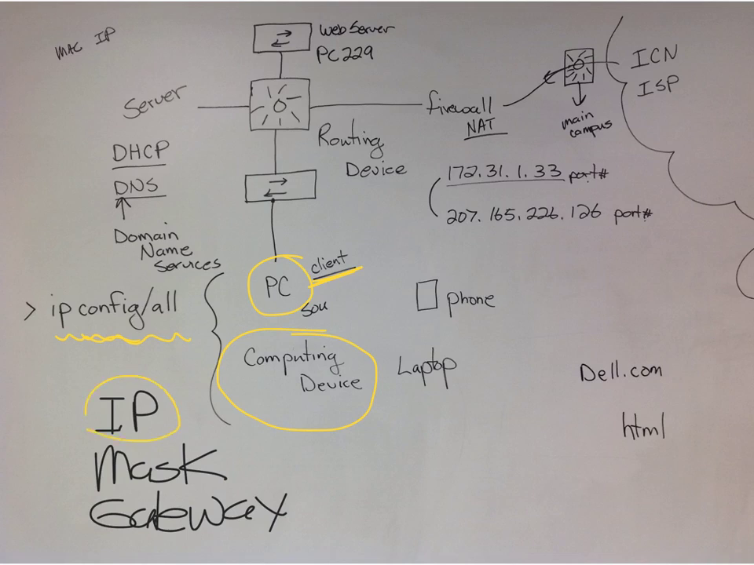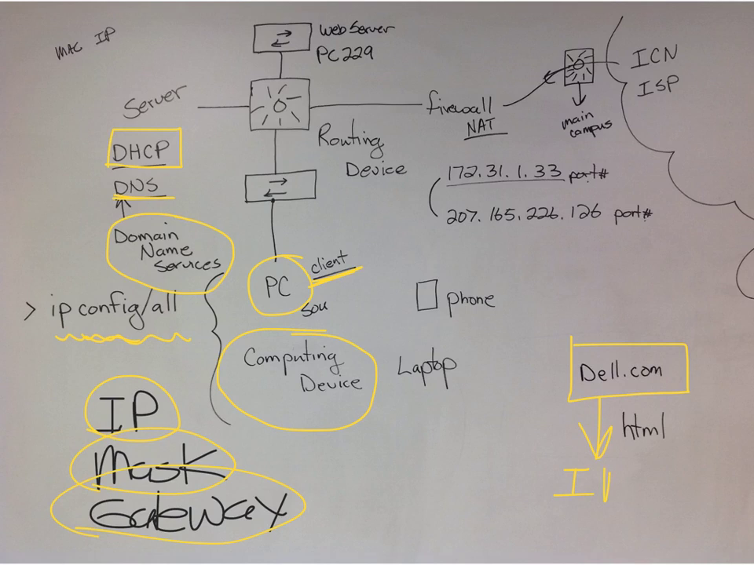So the IP address came from a DHCP server. In fact, all three of these came from a DHCP server. And also the DNS came from the server, Domain Name Services. That allows us to contact something like Dell.com, and the DNS converts this to an IP address, which then can route through the internet.